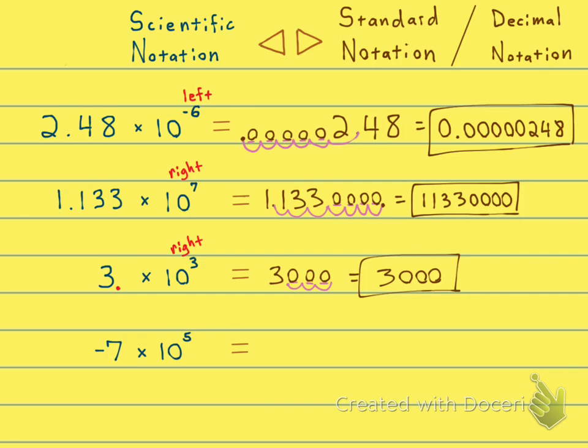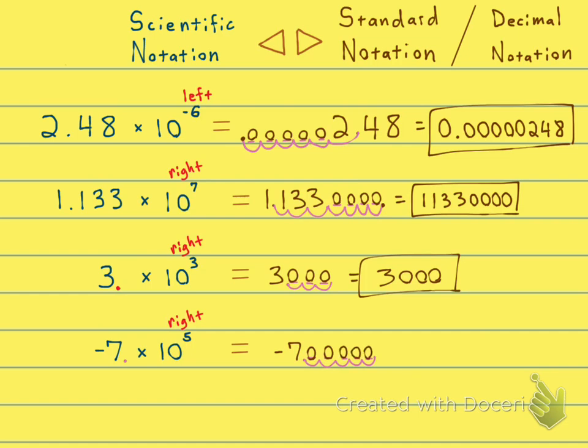And then the last one has a negative out in front, and that is not going to change how we do anything. That negative is just going to stick around. So -7 would have a decimal right here. We are going to move that decimal 5 places to the right. Here's -7. Let's move that decimal 1, 2, 3, 4, 5, leaving 5 places for zeros. Fill in the zeros.